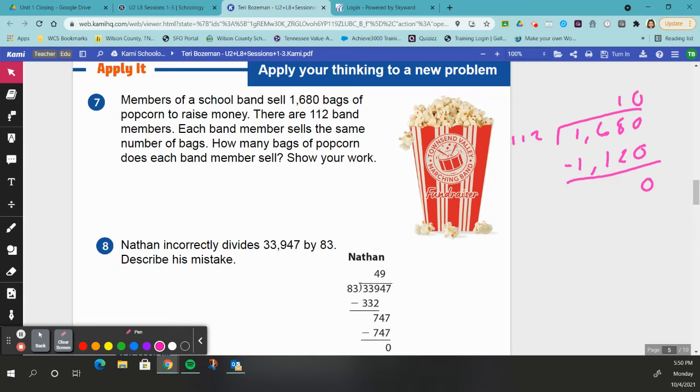So we get 0. 8 minus 2 is 6. And then 6 minus 1 is 5. 1 minus 1 is 0, right? So now we've got 560. So now we can do that times 5. We subtract 560 and we get 0. 10 plus 5 leaves us with 15 bags of popcorn. So each band member needs to sell 15 bags of popcorn. So that is 2 different strategies there for solving that problem.